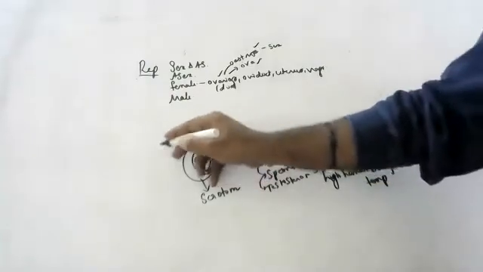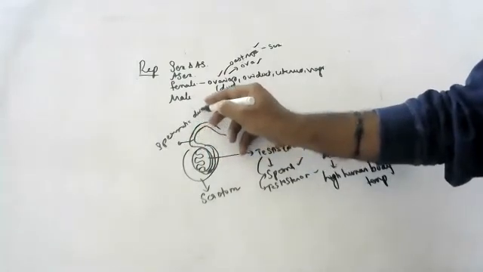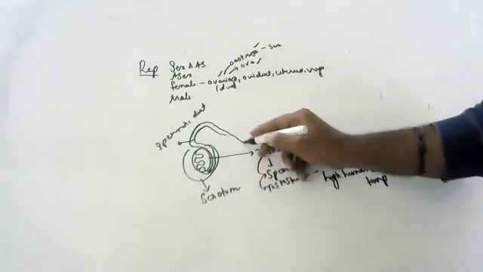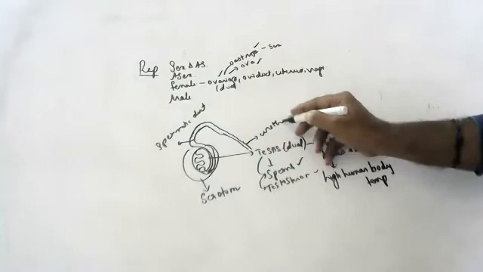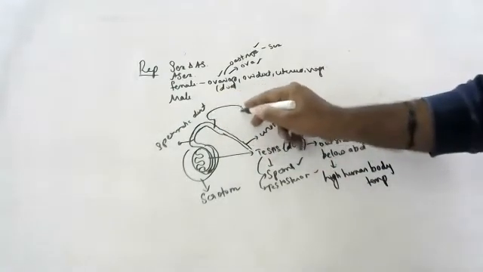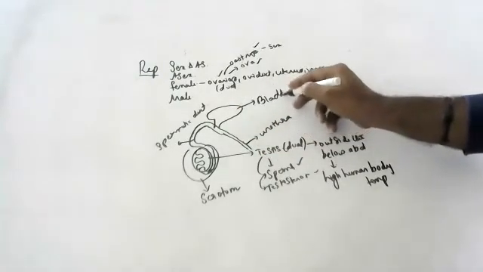This is called the spermatic duct. What is the spermatic duct, children? It carries sperms. And then the spermatic duct converts itself into the urethra. At the junction, the spermatic duct takes the connection from the bladder.